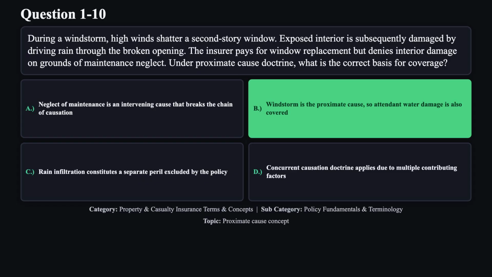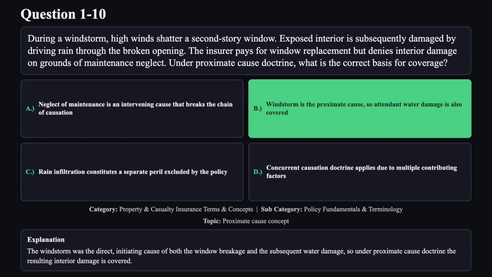The correct answer is B. The windstorm was the direct initiating cause of both the window breakage and the subsequent water damage. So under proximate cause doctrine, the resulting interior damage is covered.